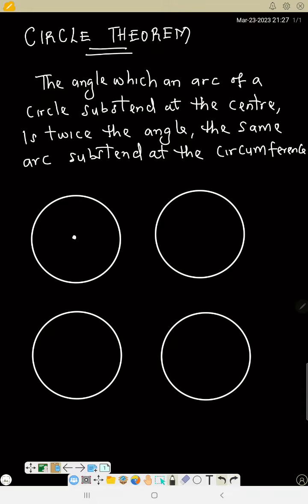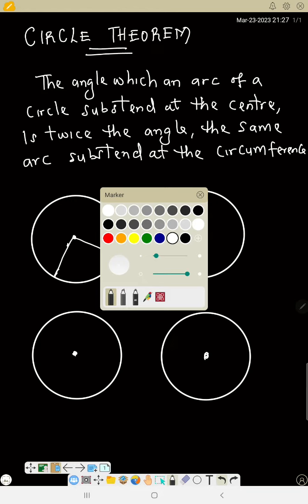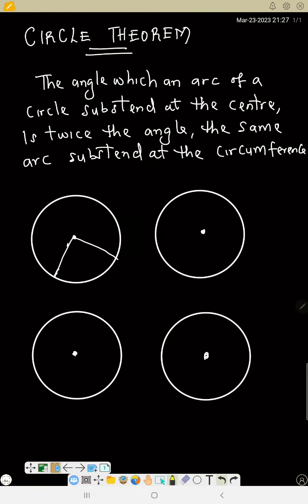Now the angle which an arc. So all these circles will have a center. So now the angle which an arc of a circle subtends at the center. To have an arc, it should be like this. So this is an arc. Let me use this one arc now. From here to here is an arc like this.